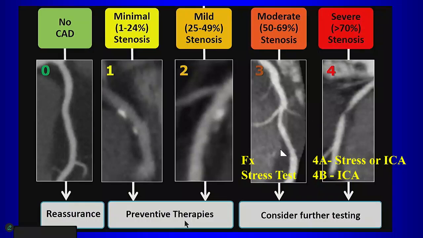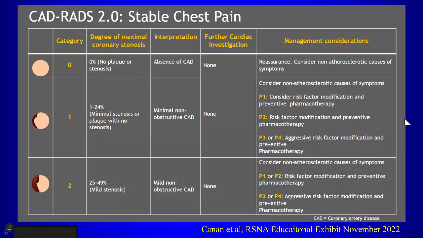Here, functional evaluation is recommended, a stress test or some other functional evaluation, to determine if the stenosis is physiologically significant. And then severe stenosis, if you have greater than 70%. So here, if it's 4A, you can do stress or invasive coronary angiography. And if it's 4B, then invasive coronary angiography is recommended.